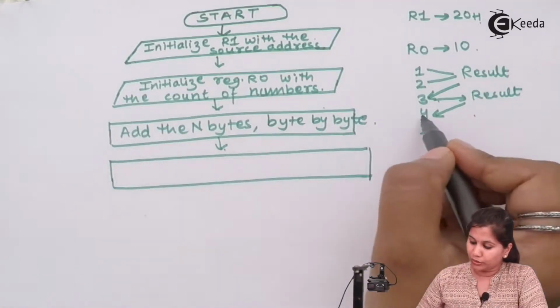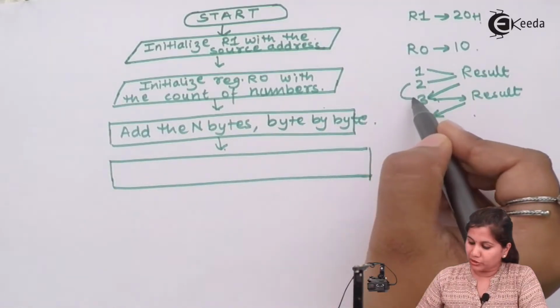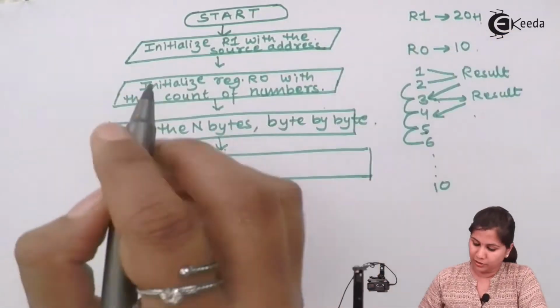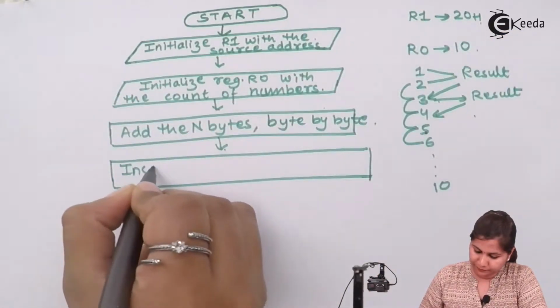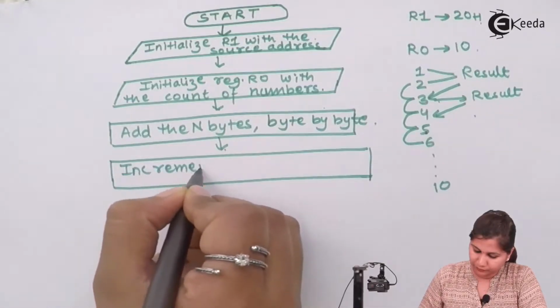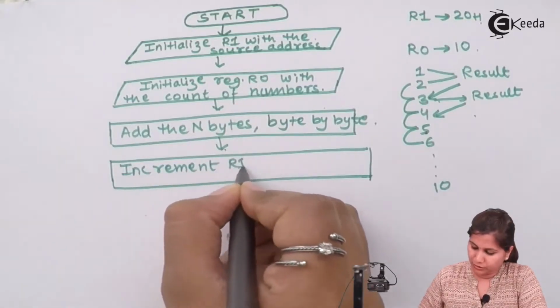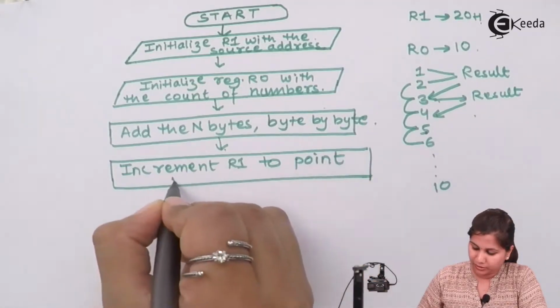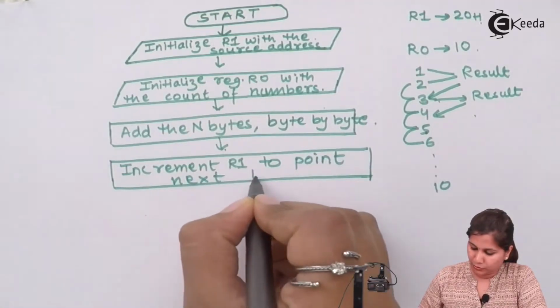So to get to the next memory location, we have to increment this R1 register. So increment R1 to point to the next location.